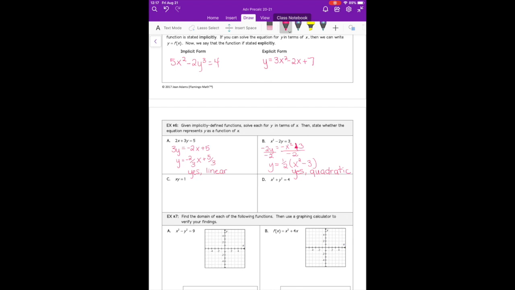Okay, the next one, x times y. To get y by itself, I'm going to divide by x. So I get y equals 1 over x. Now, the sad news is that this is one of the units that either barely got touched in Algebra 2 or it got skipped altogether. Thank you, NTI days. That was some of the parts that we had to cut.